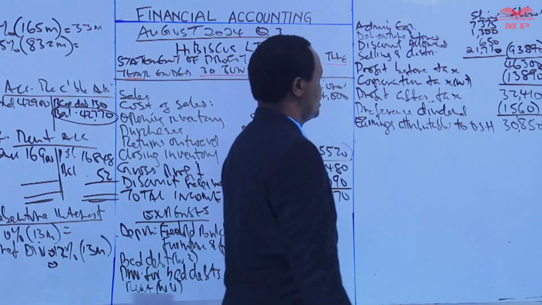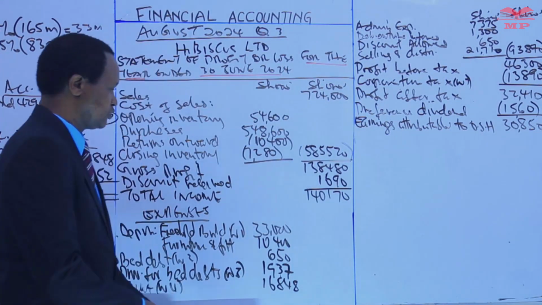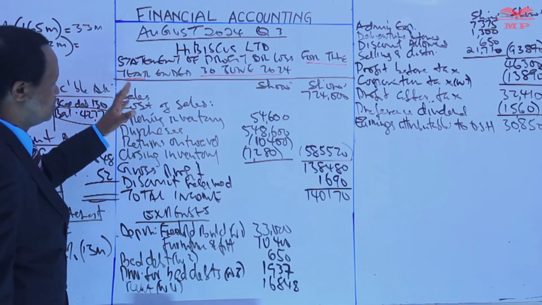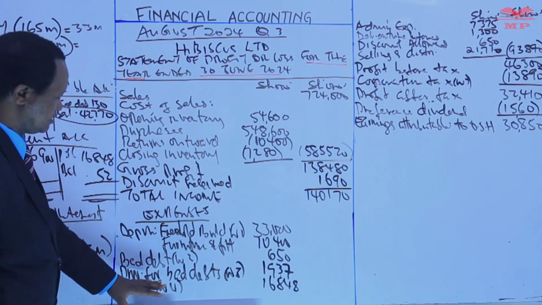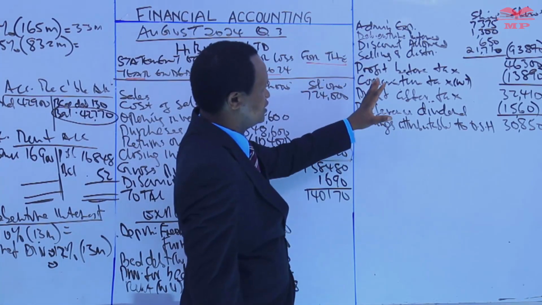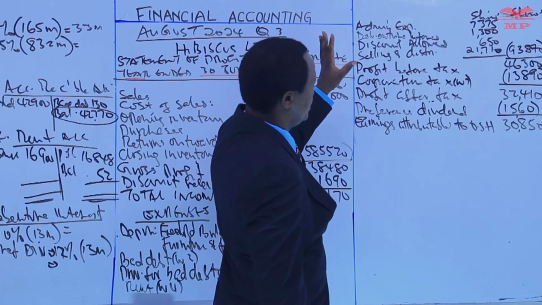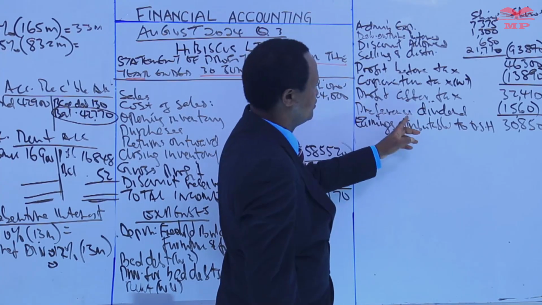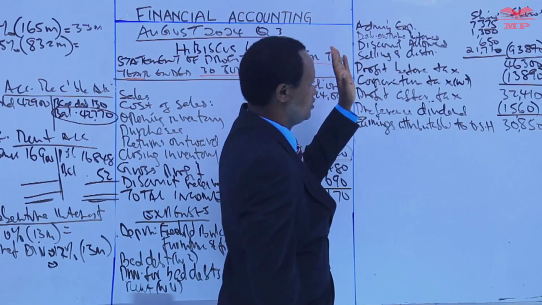Now you can see, candidates, the progression. We started with the sales, we paid all these expenses. Everyone is paid. Admin expenses, debenture interest, discounts are paid, corporation tax is paid to the government, the preference dividends are paid to the preference shareholders.